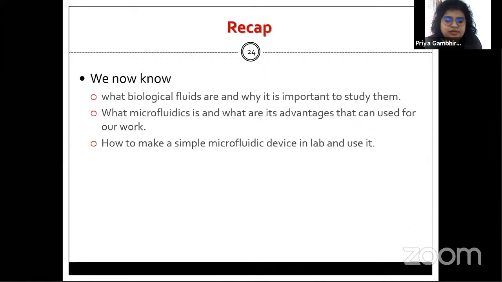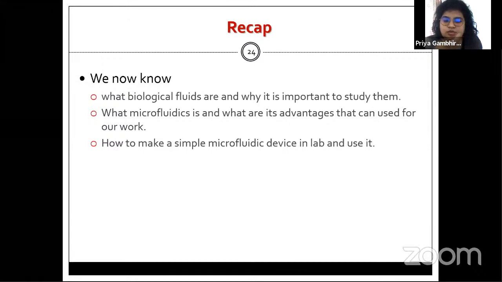So from this particular lecture, I hope you've understood what biological fluids are and why it is important to study them. One of the approaches to do this is using microfluidics, because it has its unique set of advantages when you're working with biological fluids, and how to make a simple microfluidic device in the lab.